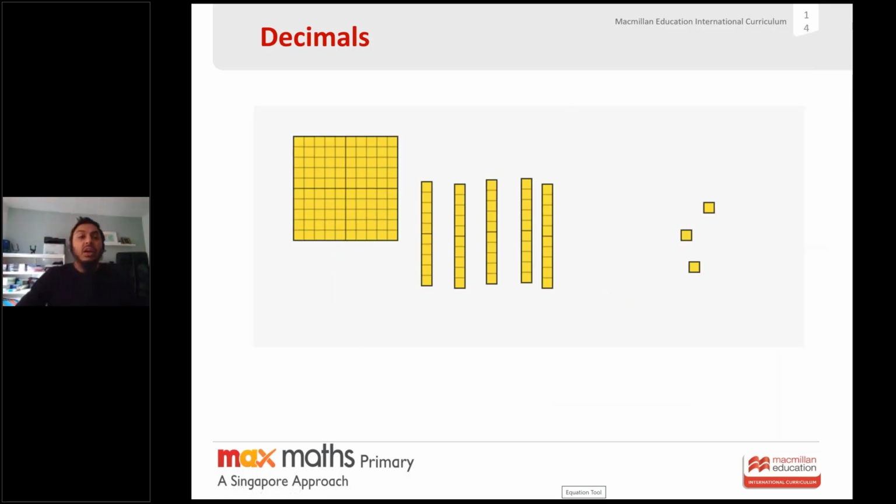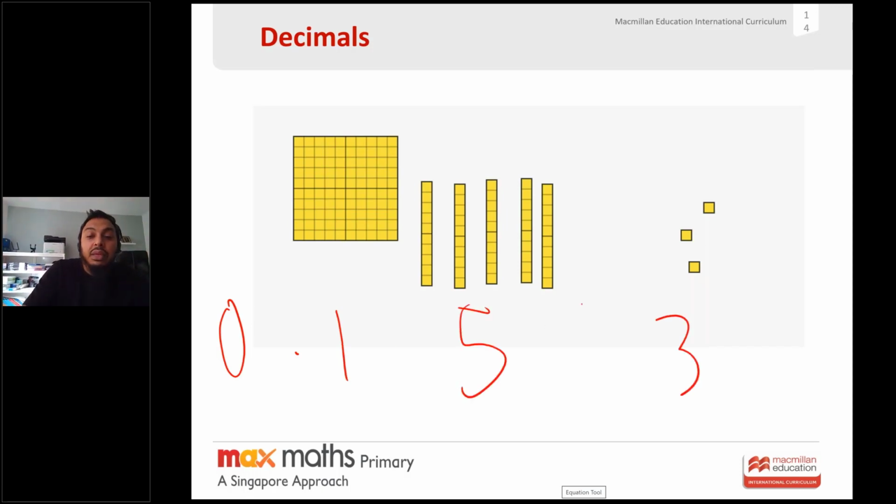What about this? I've got a tenth here. I've got 1, 2, 3, 4, 5 hundredths, is it? So a tenth, 5 hundredths, and I've got 3 thousandths. So would it be what, 0.153? Can you see yourself writing that down? 0.153.